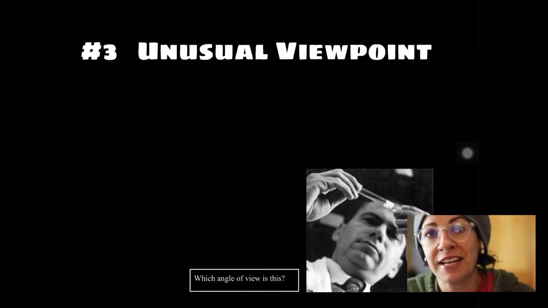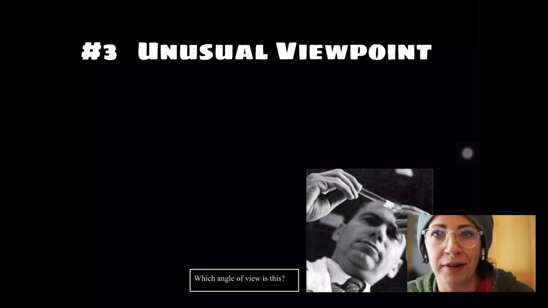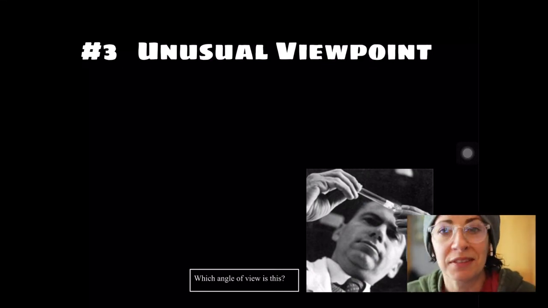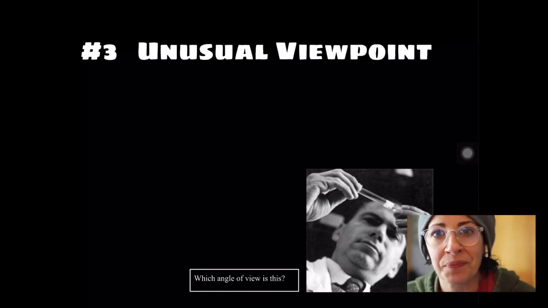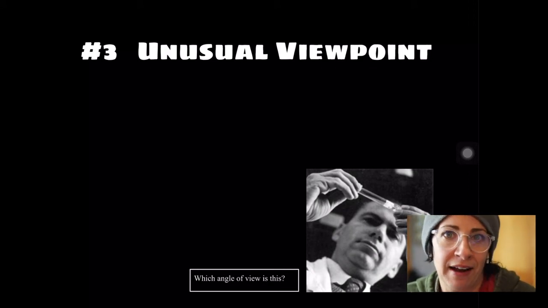All right, our third technique, and probably my most favorite, is unusual viewpoint. Now, this one, guess what? You already know how to do this. This was literally the first thing that we learned in photography, angle of view. Unusual viewpoint is so simple, you guys. It's anything other than eye level.